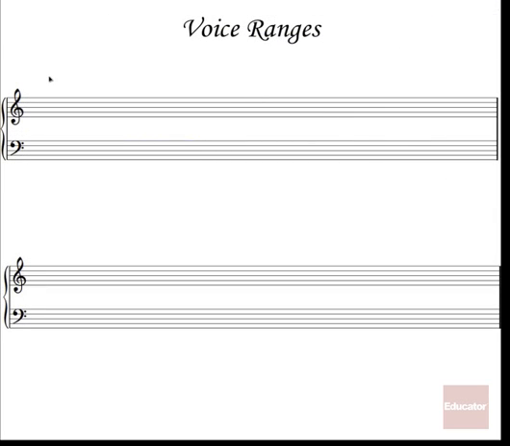Okay, so let's start with looking at the voice ranges. So we're going to be working in a four-voice style, which means that we'll have a soprano voice and an alto voice, and then a tenor voice, and a bass voice. And so it's pretty straightforward. For the soprano voice, you basically want to keep it in this range from C to G.